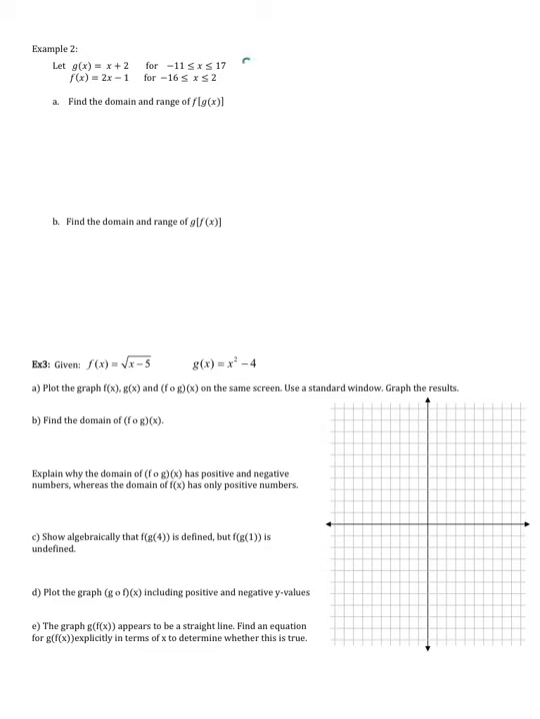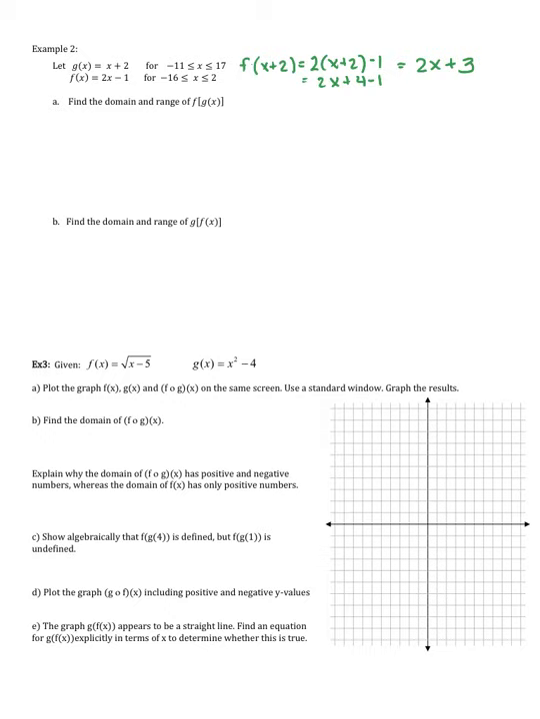So first thing I'm going to do is find the function. Since we're finding f of g of x, f of x plus 2 is going to be 2 times x plus 2 minus 1. That gives me 2x plus 4 minus 1. So this function will end up being 2x plus 3. We're going to need to use that later.